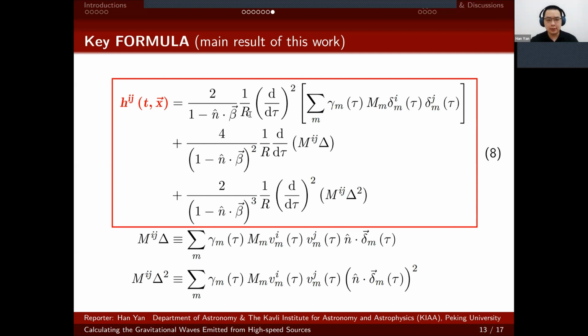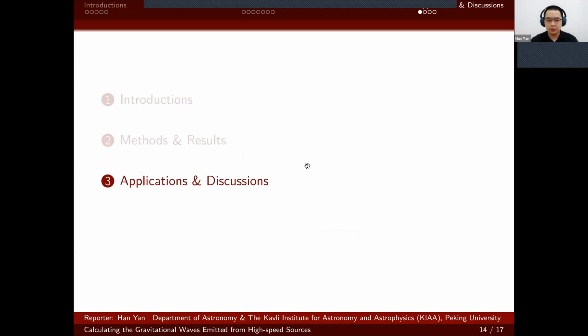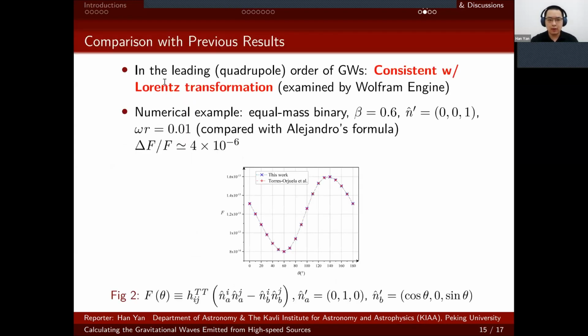So after telling you the main result of our research, in the third part, I would like to briefly talk about several of its applications and also give some discussions. The first point is certainly that we want to know the relation between our new formula and Lorentz transformation of gravitational waves. We use Wolfram Engine to do this, and the symbolic calculation shows that our formula is actually consistent with Lorentz transformation for the single frequency motion case.